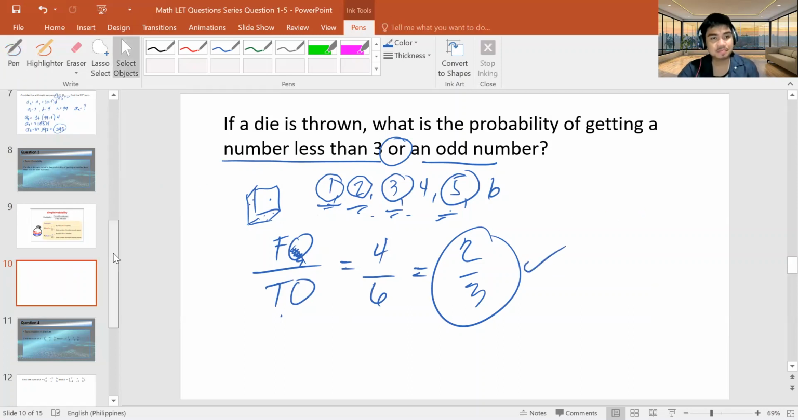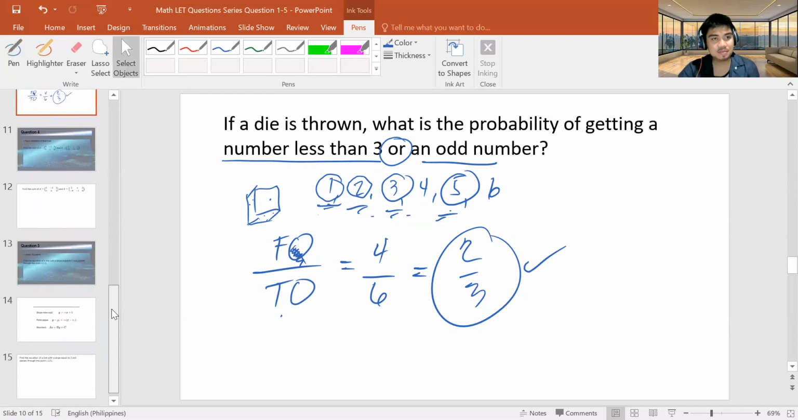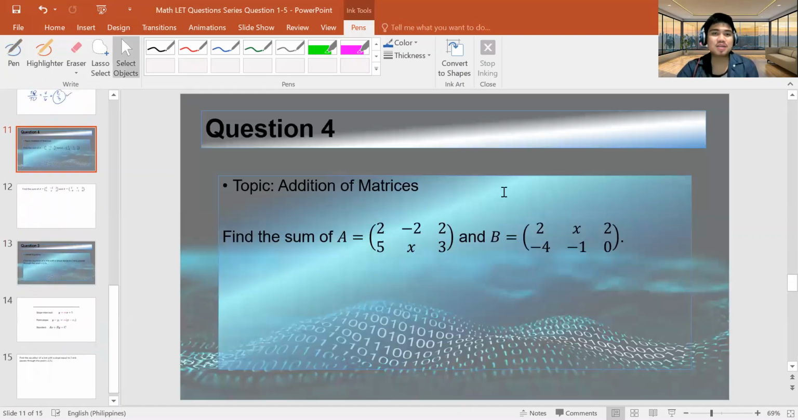Okay. Next, we have question number 4. The topic of question number 4 is matrices, addition of matrices. Find the sum of A, which is equal to 2, negative 2, 2, 5, x3, and B, which is equal to 2, x2, negative 4, negative 1, 0.